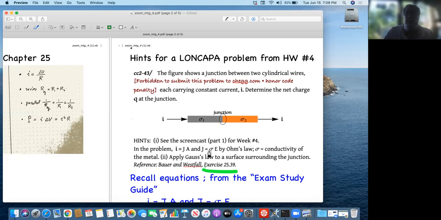So let's see how we would calculate the charge at the junction. Suppose this gray metal has a very large conductivity and the orange metal has a lower conductivity. Then, as you might expect, there'll be some charge accumulating on the junction because it's coming across this wire with a larger current than it is going out this side. Well, no, the same amount of current comes in and goes out, but in equilibrium, there will have developed a kind of a net charge at the junction.